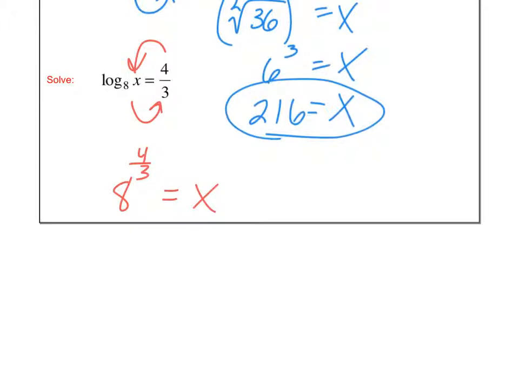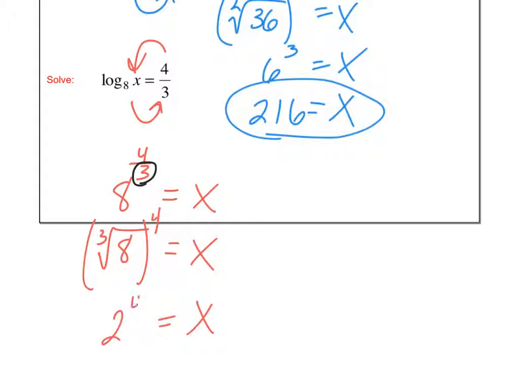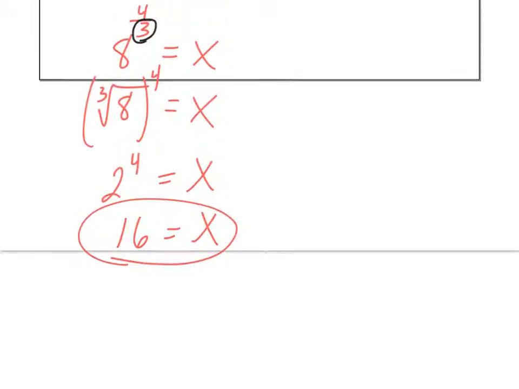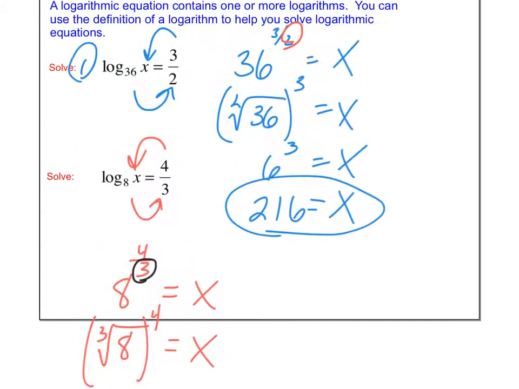Now, to rewrite 8 to the 4/3, we can rewrite that as the cube root of 8, because my index is 3, so I'm talking about a cube root, and whatever that value is, we will raise that to the 4th power. The cube root of 8 is 2, and 2 to the 4th power is 16. So the first part of your homework assignment involves log equations like so.